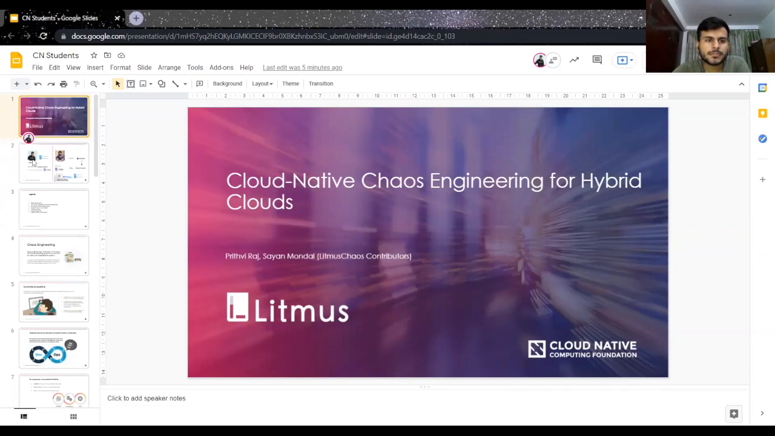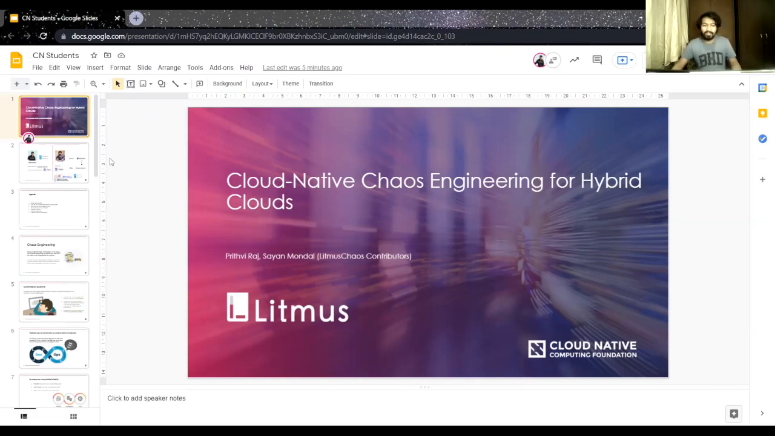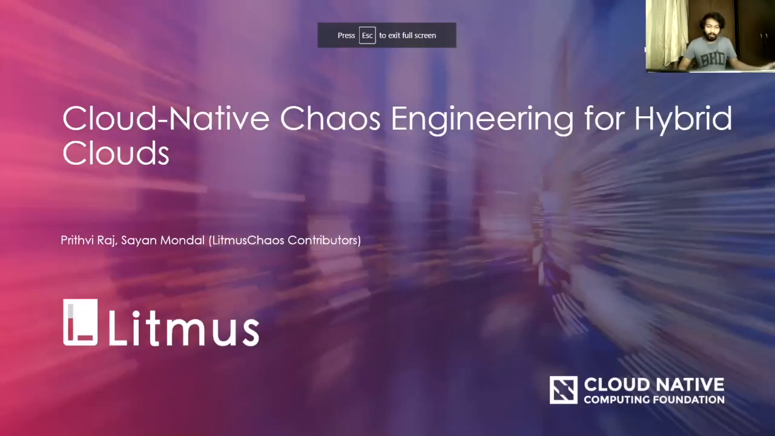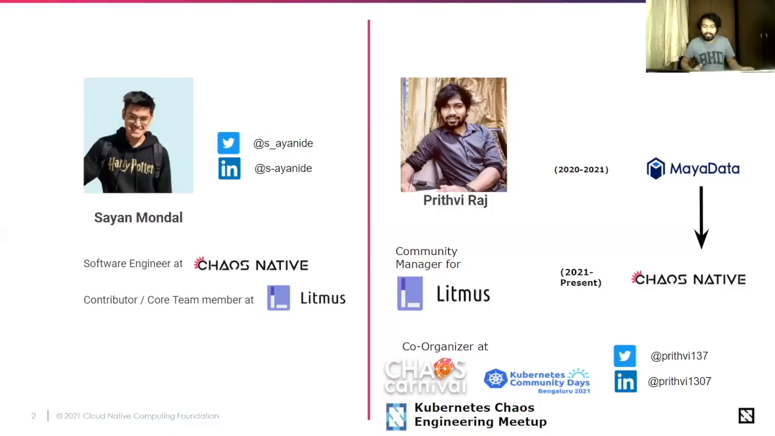So as you can see my screen, it says Cloud Native Chaos Engineering for Hybrid Clouds, but it's basically an introduction to Cloud Native Chaos Engineering itself. I'll start presenting. Before going ahead, I'll just talk a little bit about me, and then Sayan can just unmute himself and talk about himself. So, as I said, I work as a community manager for the Litmus Chaos project. The journey started back at Maya Data. In case any of you folks are aware of the project OpenEBS, or you are aware of basically what is happening in the cloud native data side, then Maya Data is doing a great job, and that is where Litmus came from.